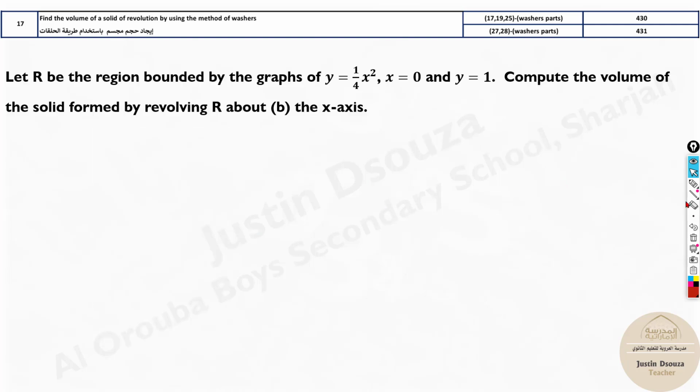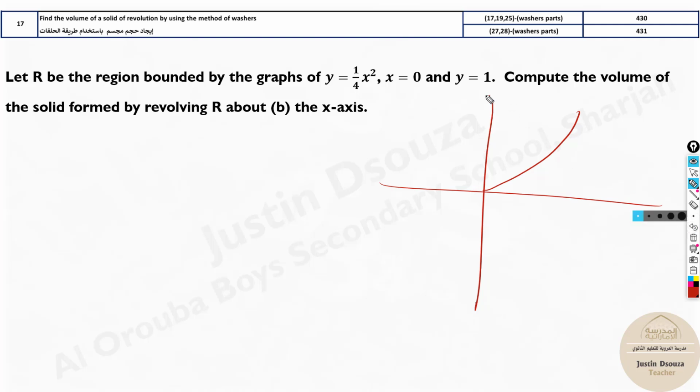So we will see a problem here. Now what you need to do is let R be the region bounded by the graphs given over here. These are three graphs. Compute the volume of the solid formed by revolving about the x-axis. Now let us solve this. This is a basic graph that we are going to use. Let me just draw a simple graph. x squared means it's a parabola. x is 0 here, so it's this vertical line. If x is equal to 1, it would be a vertical line, so I'll just consider this.